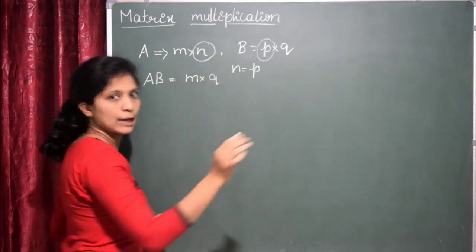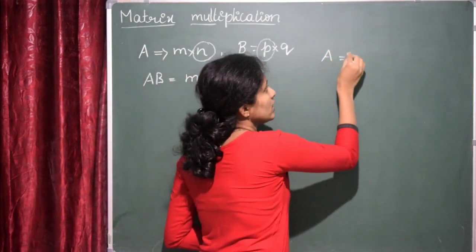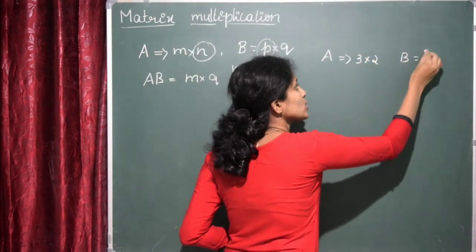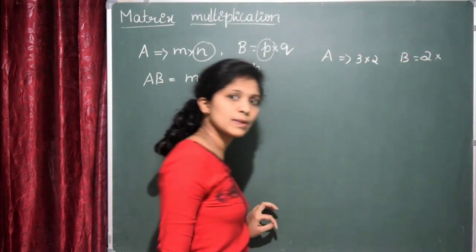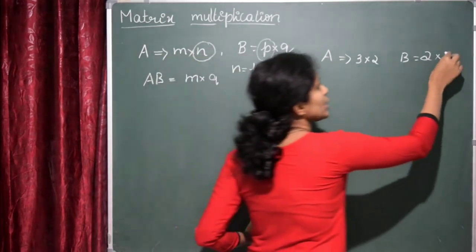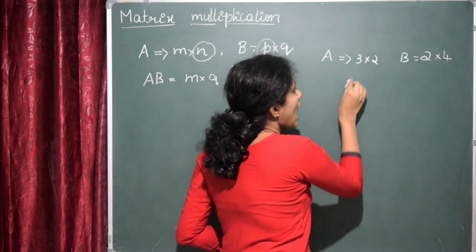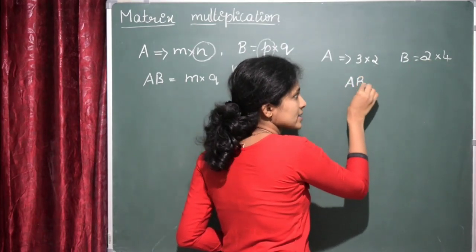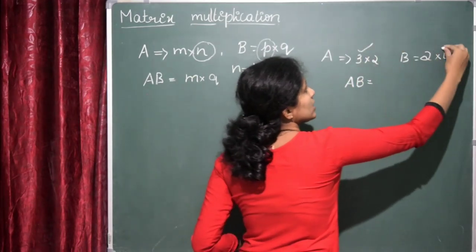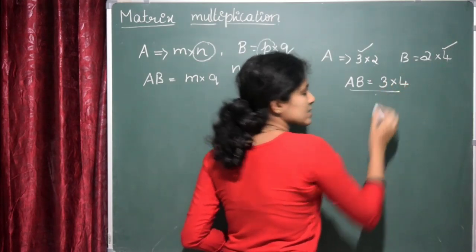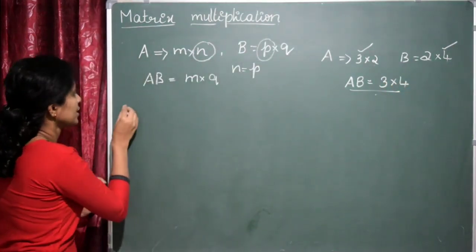Remember this. If matrix A is of order 3 by 2, then B should start with 2 only. Then only matrix multiplication is possible. If I consider 2 by 4, then multiplication is possible here. After the multiplication you will get one matrix AB of order 3 by 4. Is it clear? 3 by 4. We will consider one example so that you can understand it better.